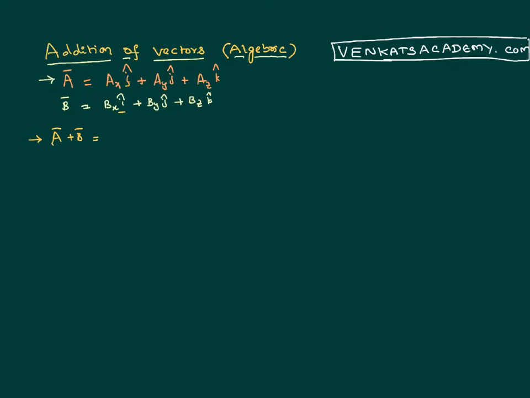So add in such a way that components along the x-axis are added together, ax and bx together with i cap. Components along the y-axis are also added together, ay and by together with j cap, and components along the z-axis are added together along k cap. So when we add two vectors algebraically, we add their x components, y components and z components separately, and that gives rise to a particular kind of vector.